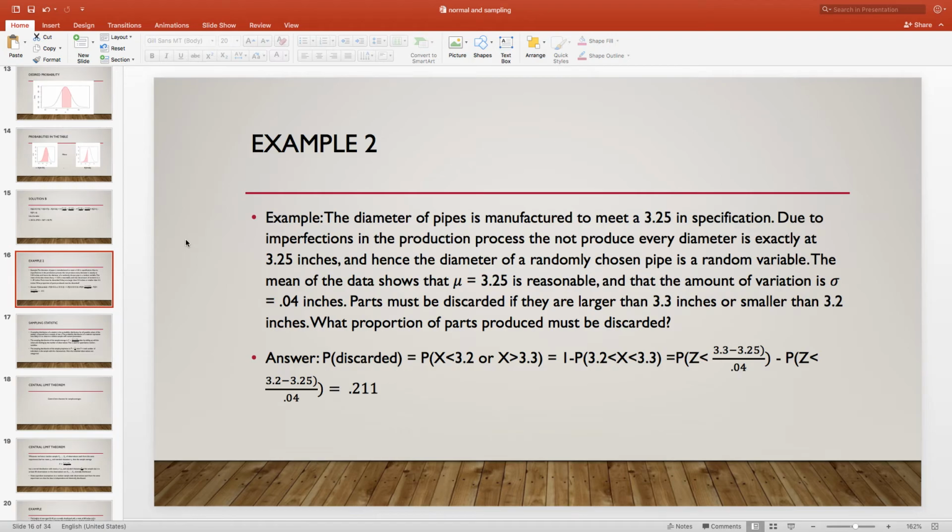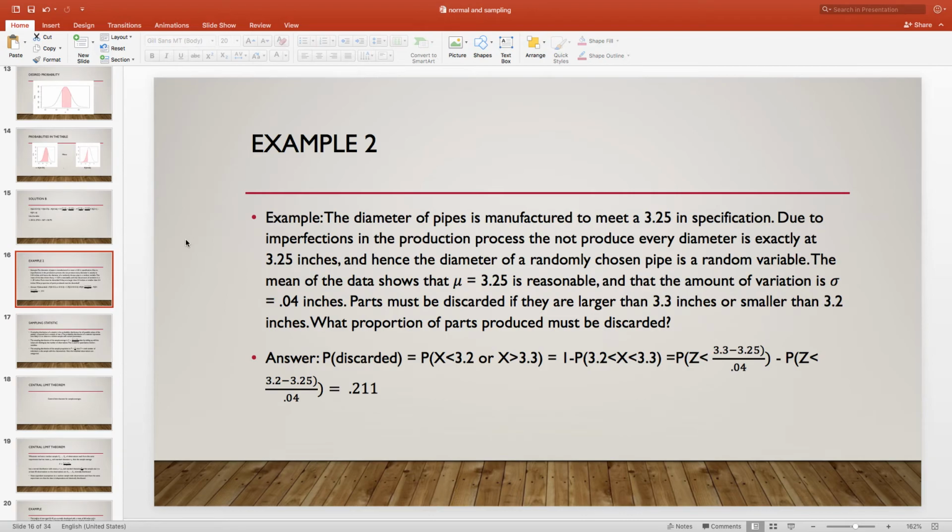Okay. Now, when you produce a part, nothing's ever perfect. So there are imperfections. And the diameter may or may not be produced exactly at specification. So the diameter, when you pick up a random pipe off the production line, might be slightly off from 3.25 inches, but hopefully not too much. Okay? The data shows that the mean of 3.25 is reasonable, and that the amount of variation, and remember, variation controls how much deviation or how spread out the data is from the mean.